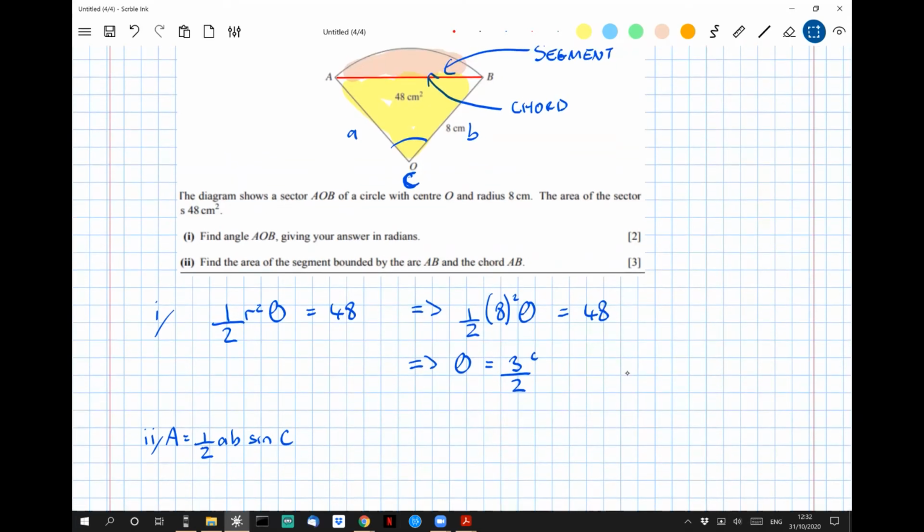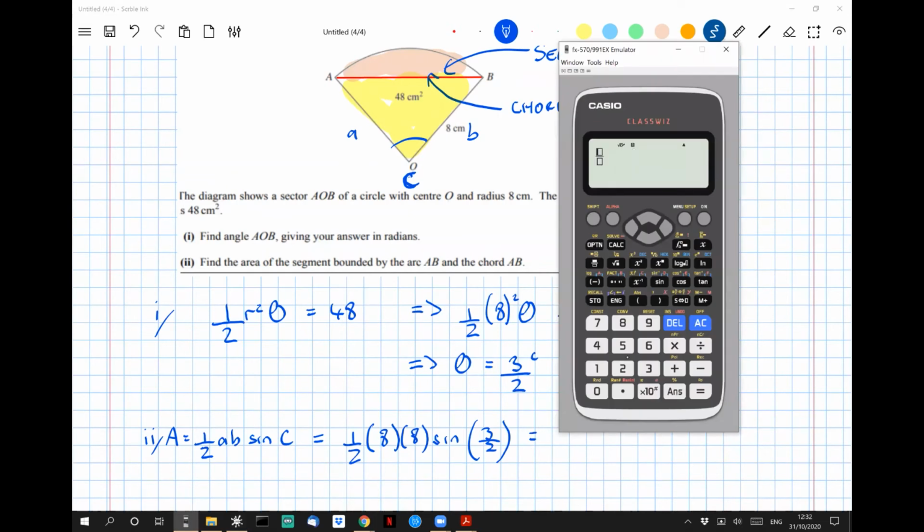So doing the calculation: equals a half ab sine C, equals a half a sine 3/2, equals 31.920.